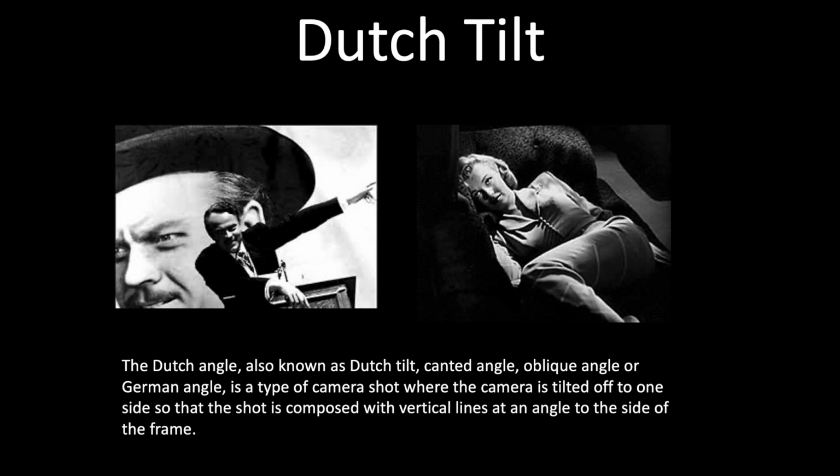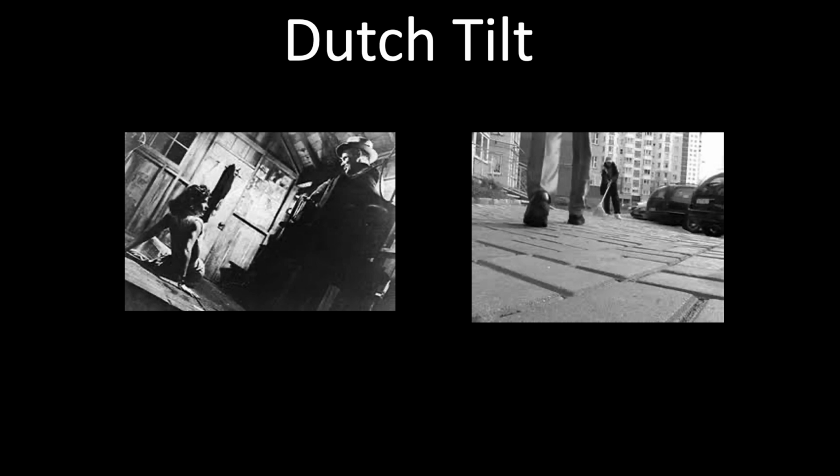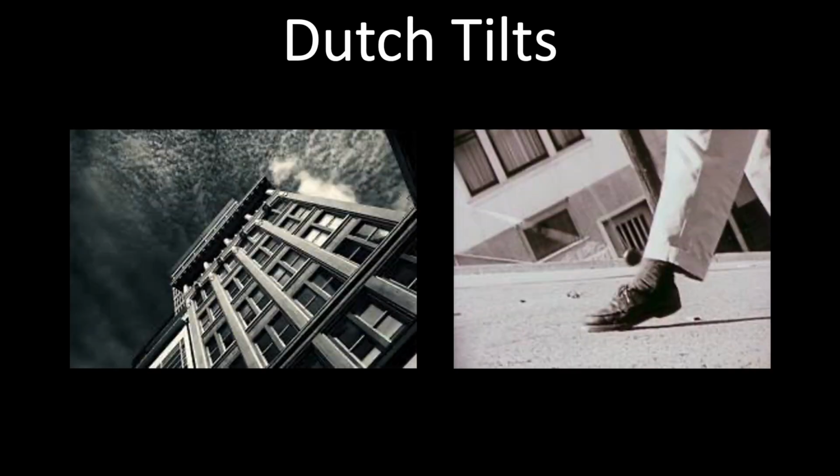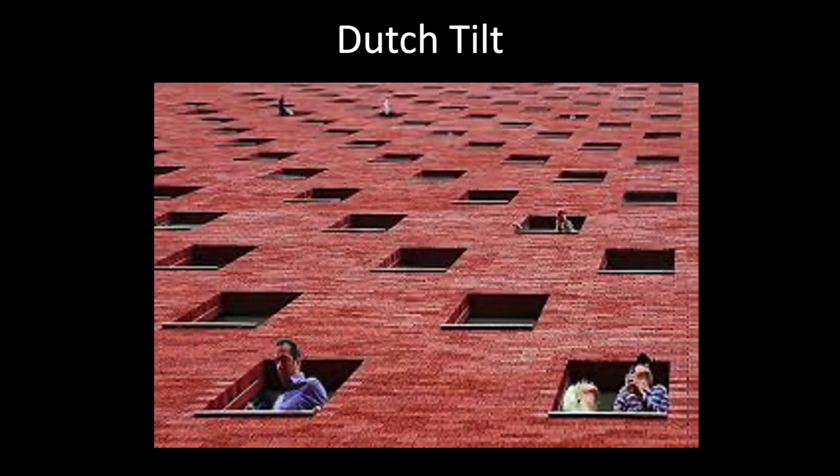Then we have Dutch tilt, also known as the canted angle, the oblique angle, or the German angle. There are many different titles, but it's usually in film noir where the frame is at an angle to cause interest and drama. So here we can see the person's foot at this angle, or looking up at this building, or looking up at this building with these people looking through the window, or this group of young boys and the way it's framed.